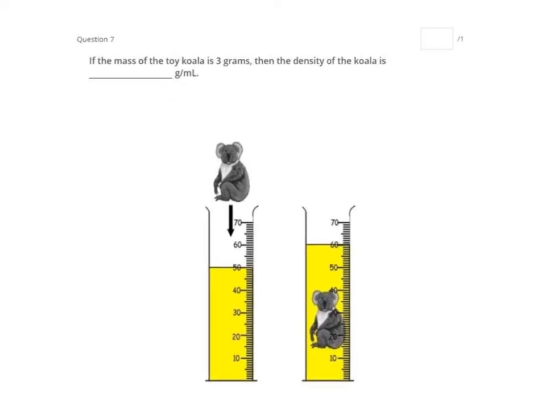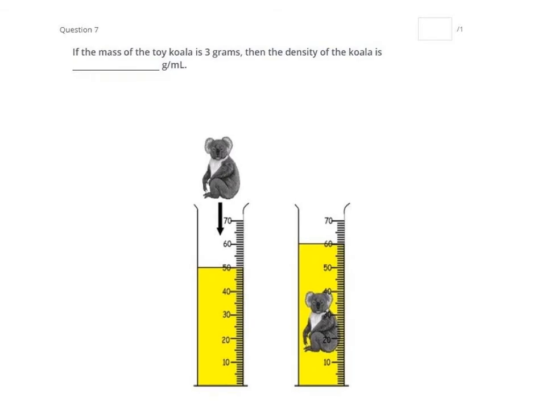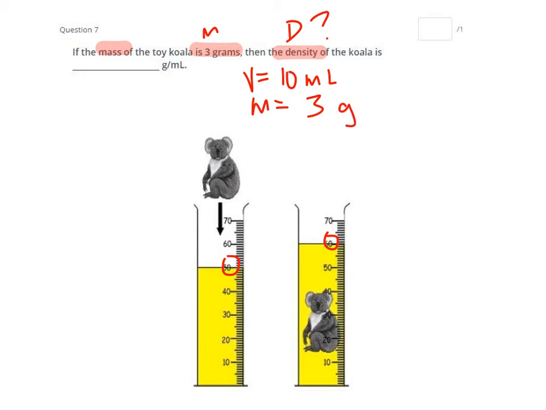Now that we have our volume of the koala, now we want to know the density of that koala. So it's telling you the mass of the toy koala is 3 grams. The density is what we need to solve for. So we're given mass, we need to solve for density, and you need to recall your information from the previous questions. When we subtracted the final volume and the initial volume, we learned that the volume of the koala was 10 milliliters. The mass is given to me, it's 3 grams. I need to calculate density.